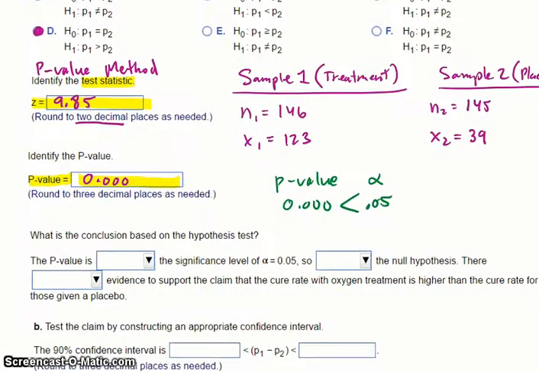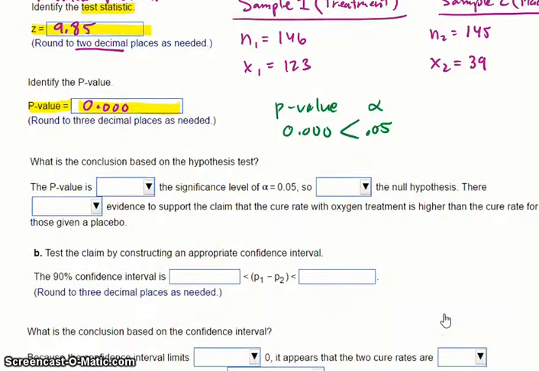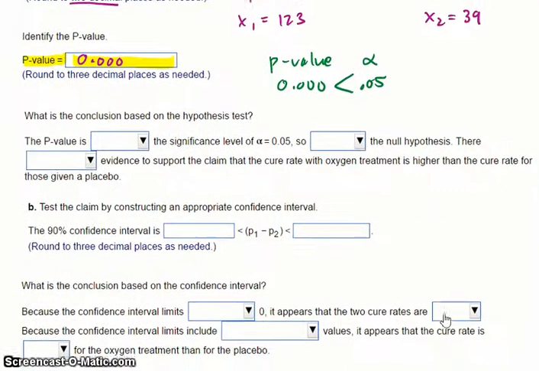So in our conclusion here, the p-value is less than the significance level alpha, so we reject the null hypothesis. Anytime we reject the null hypothesis, there is sufficient evidence to support the claim. Okay, so once we have that, let's look at the second method.